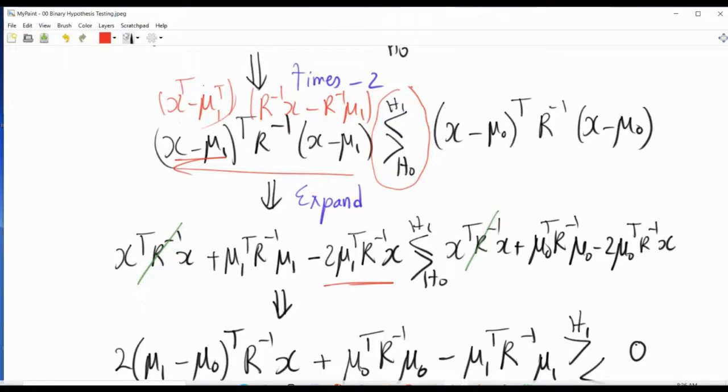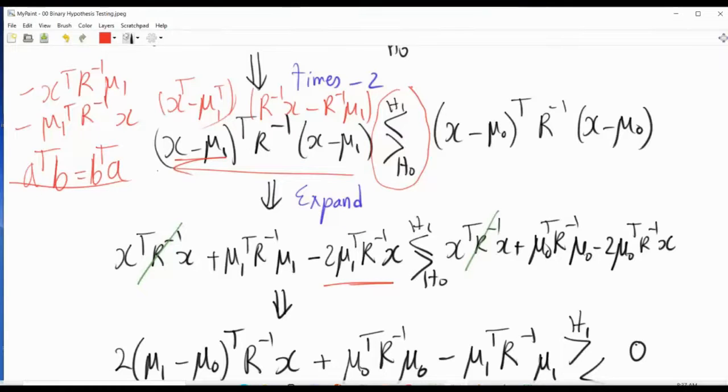In the real valued case, the cross terms are the same, right? So you have x transpose r inverse mu1 with a minus sign, and then minus mu1 transpose r inverse x. And both are the same because in the real valued case, the inner product of A and B, you can write it as A transpose B, or as B transpose A. But this is not true in the complex case. In the complex case, A Hermitian B is not B Hermitian A. They are the complex conjugate of one another.